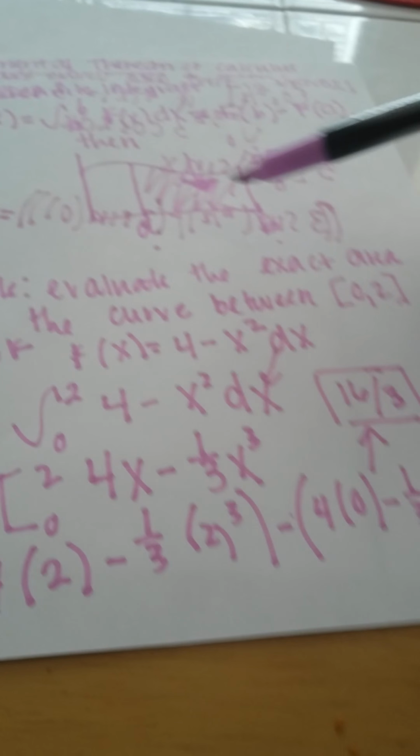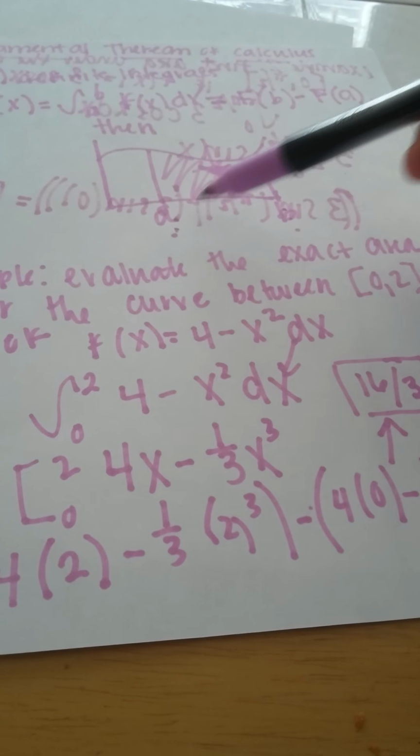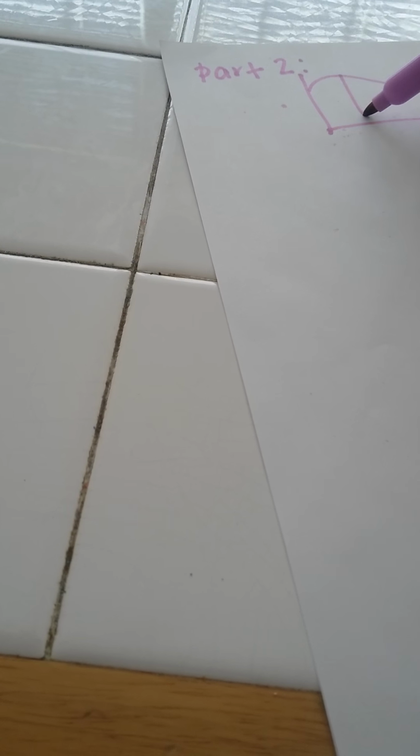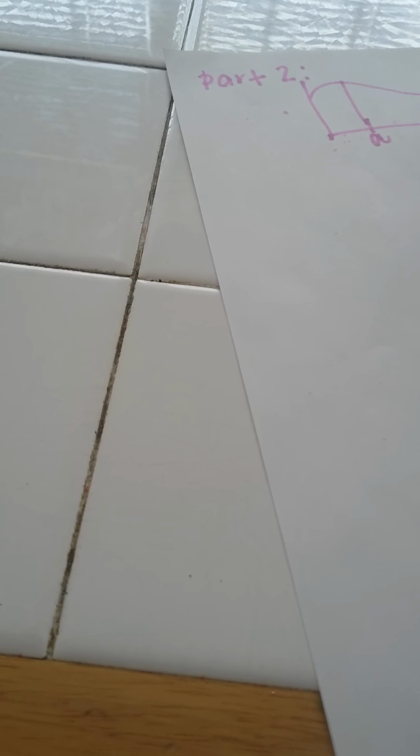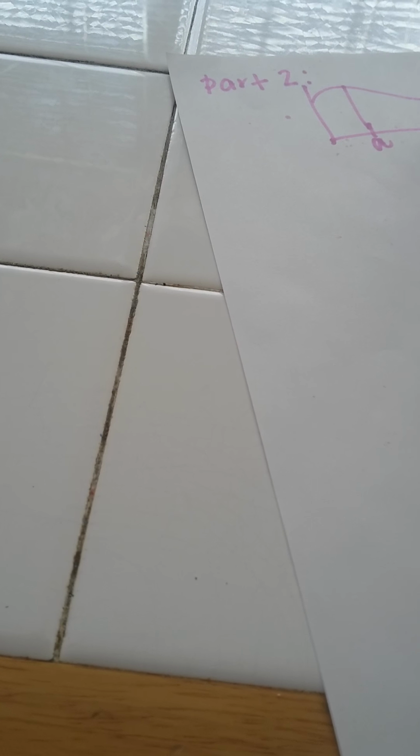So basically the first part is just finding the area on a closed interval between A and B. Then part 2, this part is used to find the area between A and then a point between A and B. We'll call it X. So basically, it's used to find this area right here of the shaded region.